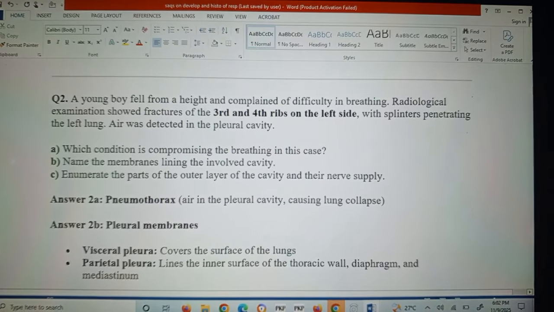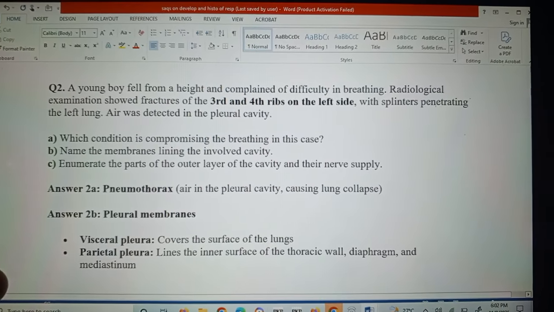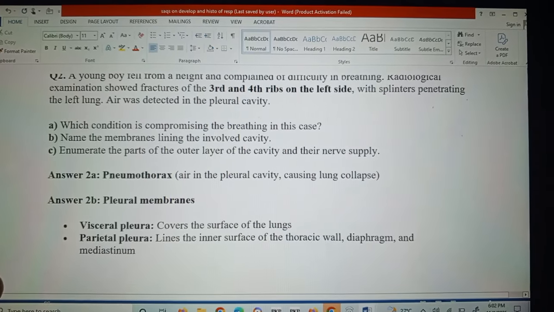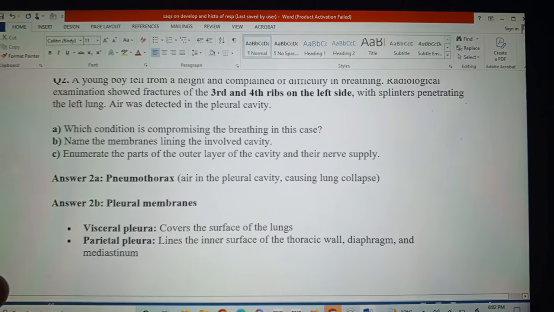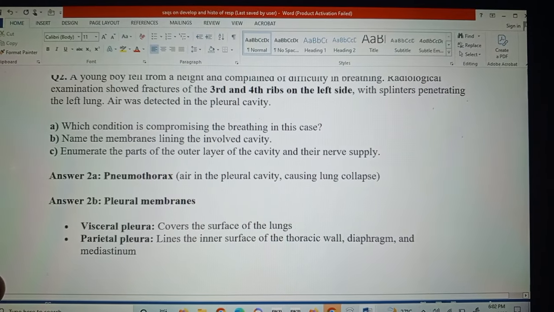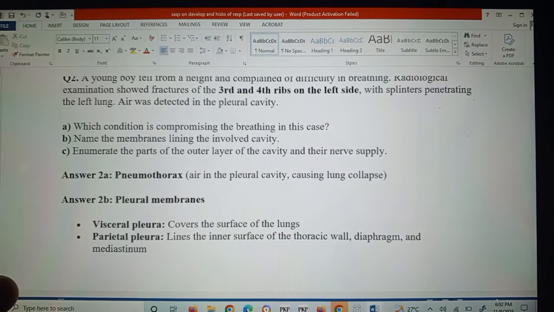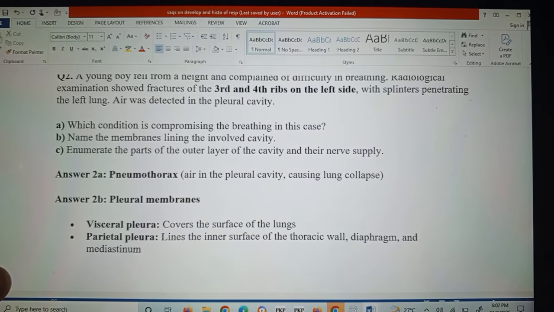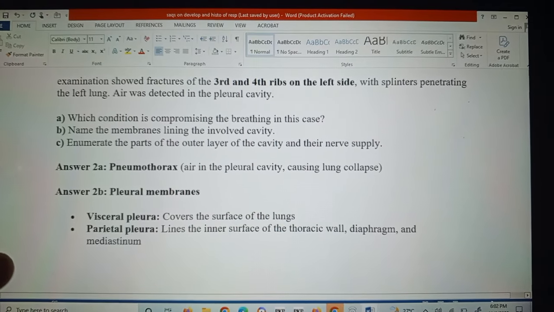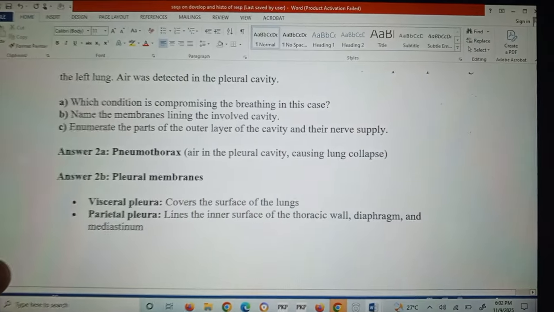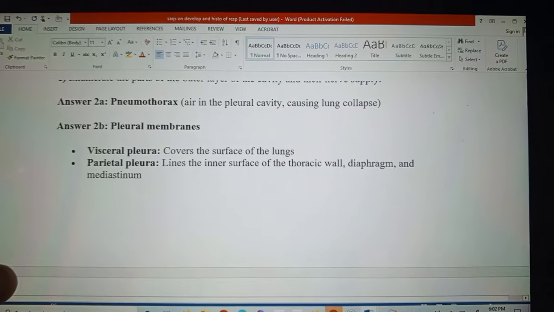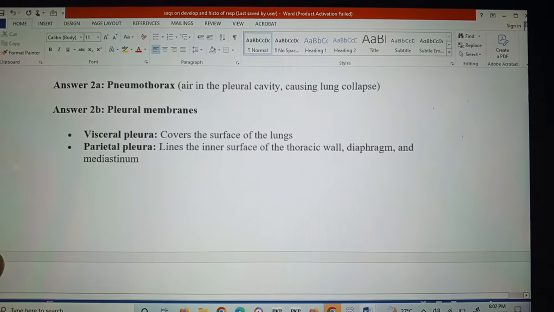Question number 2 is: a young boy fell from a height and complained of difficulty in breathing. Radiological examination showed fractures of the third and fourth rib on the left side with splinters penetrating the left lung. Air was detected in the pleural cavity. Which condition is compromising the breathing? In this case, name the membranes lining the involved cavity. Enumerate the parts of the outer layer of the cavity and the nerve supply. It is pneumothorax, air in the pleural cavity, which is causing the lung collapse.